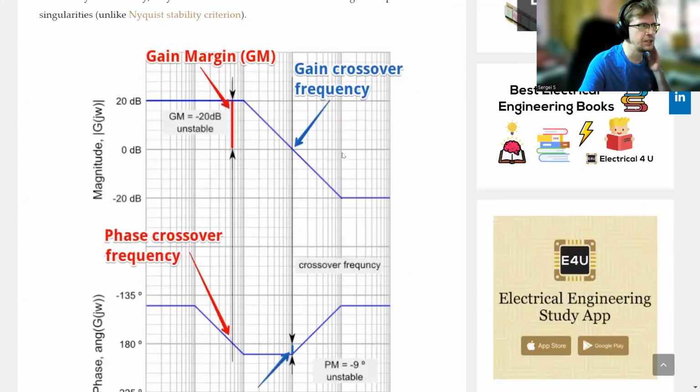So this is how a Bode plot can look. This is the magnitude part of the Bode plot. This is the phase part of the Bode plot. This is in decibels. This is in degrees. So let us look for danger signals here.